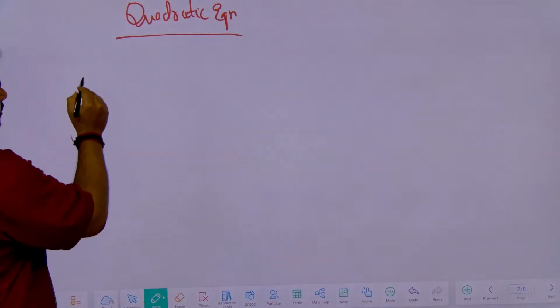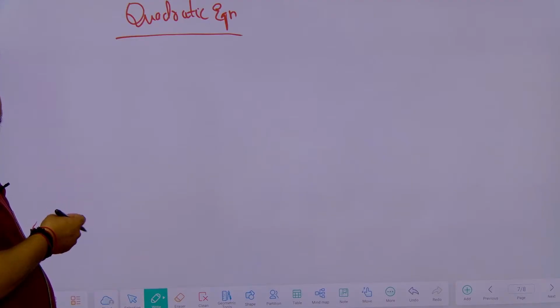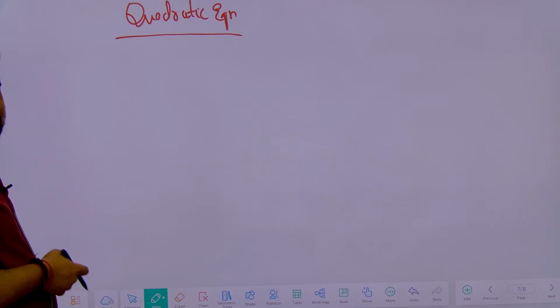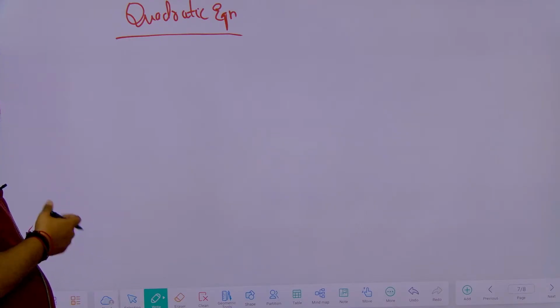Quadratic equation. What do you mean by an equation? When we make a polynomial equal to 0, that we call an equation. A polynomial, if we don't make it equal to 0, will remain a polynomial, or if you make it equal to f of x, it will become an expression.